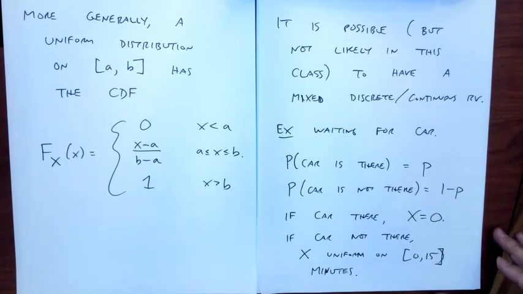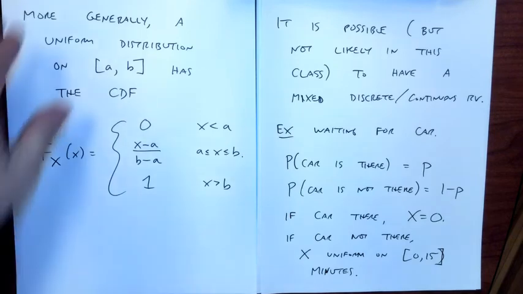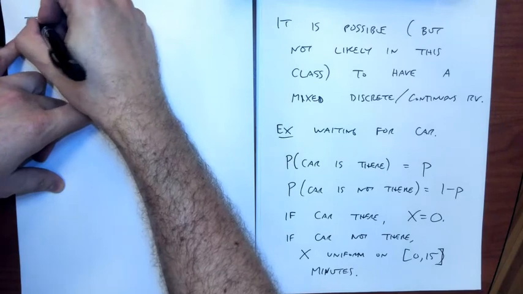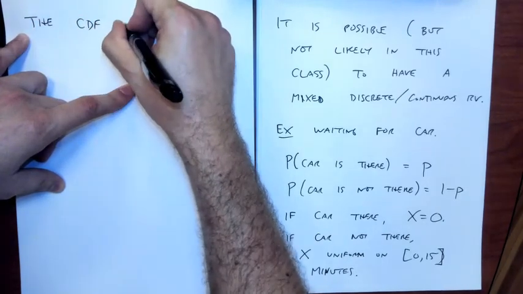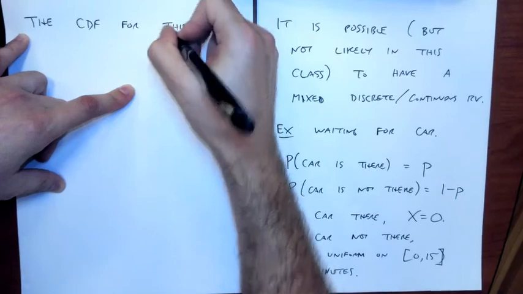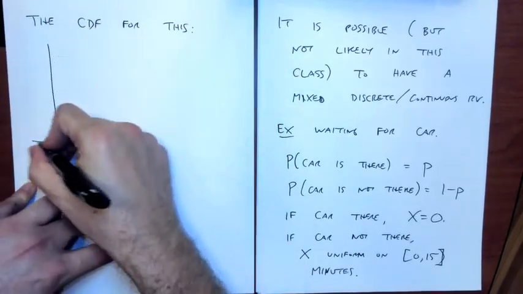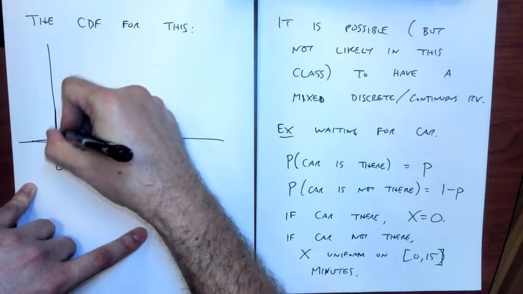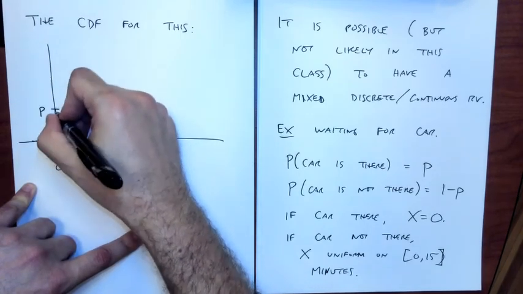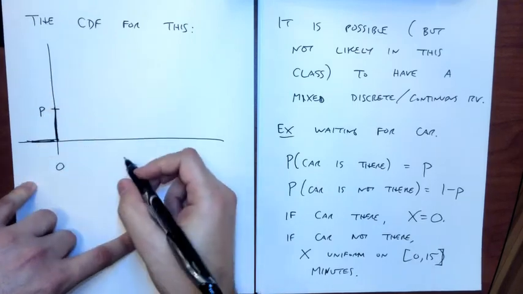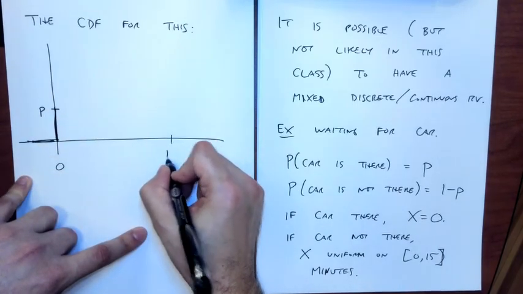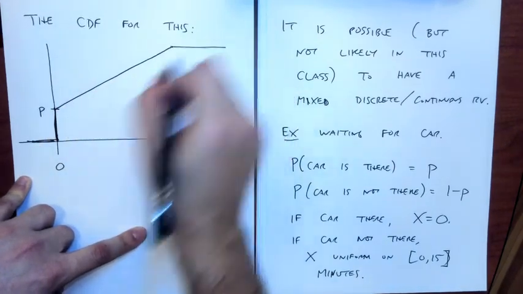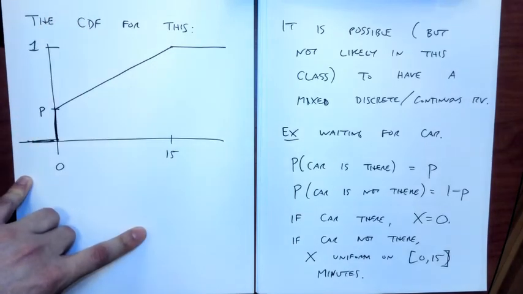Right? So this is kind of a weird hybrid, which, just for your reference, means the CDF for this would look something like this: there is a non-zero probability that I don't have to wait at all, and that height is P. And then between 0 and 15 minutes, I accrue the rest of my probability. And after 15 minutes, I'm sure I'm in the car, right?